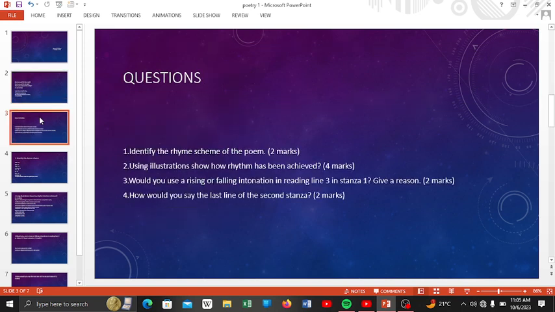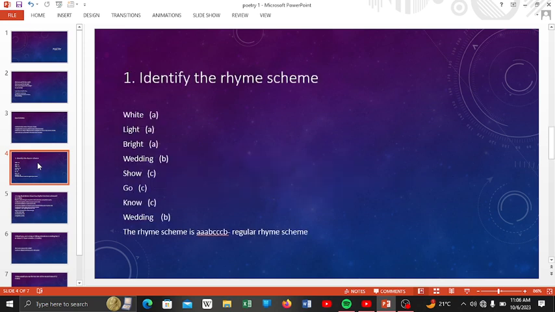So identify the rhyme scheme of the poem is the first question, with 2 marks. Using illustrations, show how rhythm has been achieved, 4 marks. Would you use a rising or falling intonation in reading the line? Give a reason, 1 mark. How would you say the last line of the second stanza? 2 marks with the reason. So let's start with number 1.